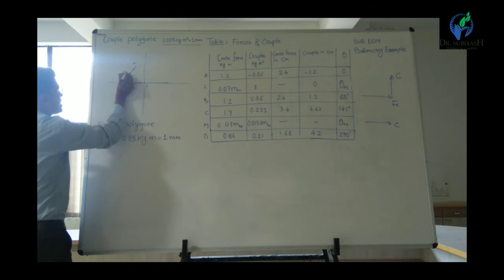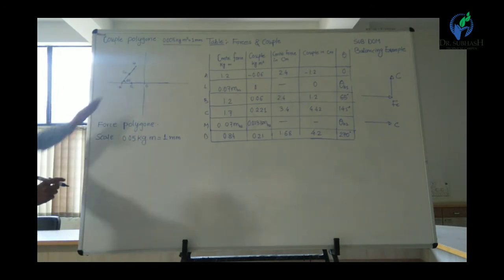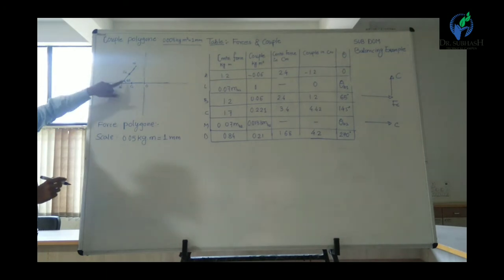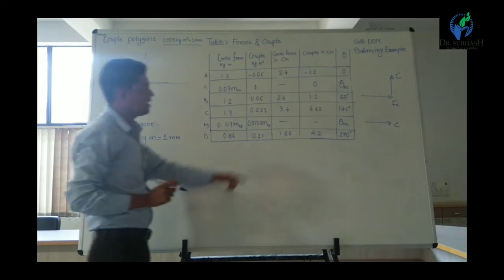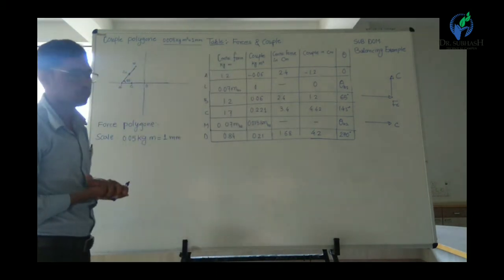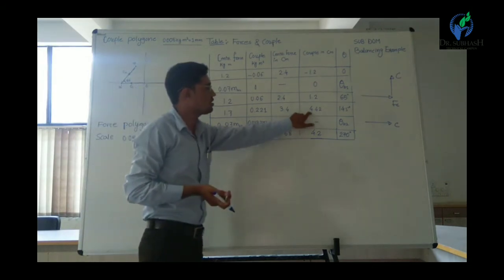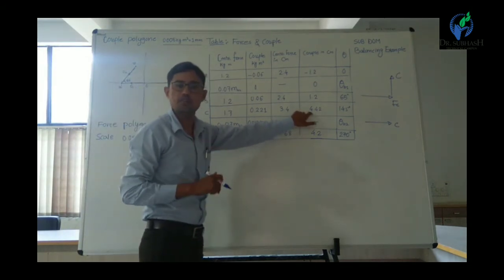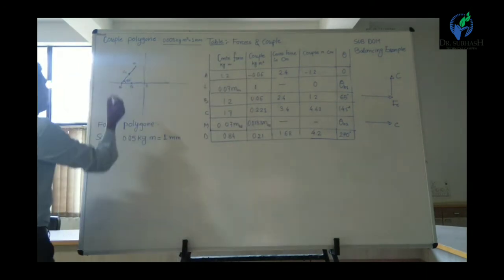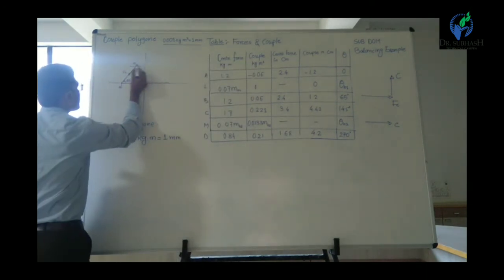This is our C2. Now C2 is positive, so that's why we are considering this direction, and this angle is 65 degrees. Now the third value is 4.42 centimeter. The length of the C3 vector is 4.42 centimeter at 145 degrees. So again, from this point B, we consider this as our reference.